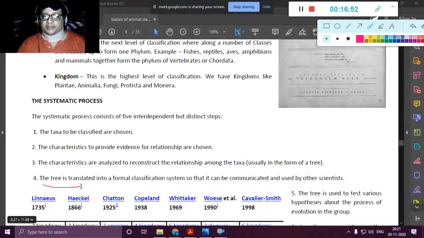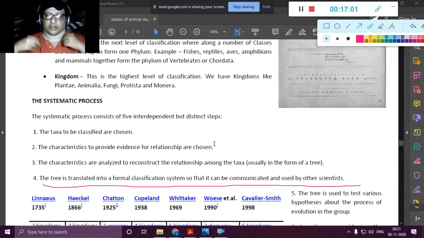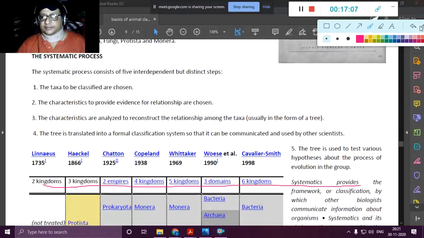Then the tree is translated into a formal classification system so that it can be communicated and used by other scientists. So you have to communicate it with other scientists. So this is known as the systematic process. Then the tree is used to test various hypotheses about the process of evolution in the group.